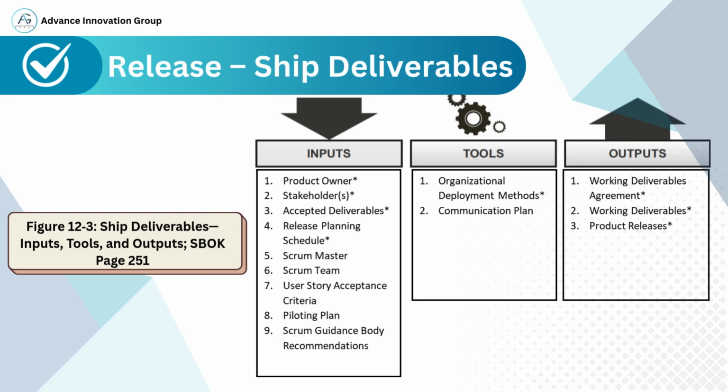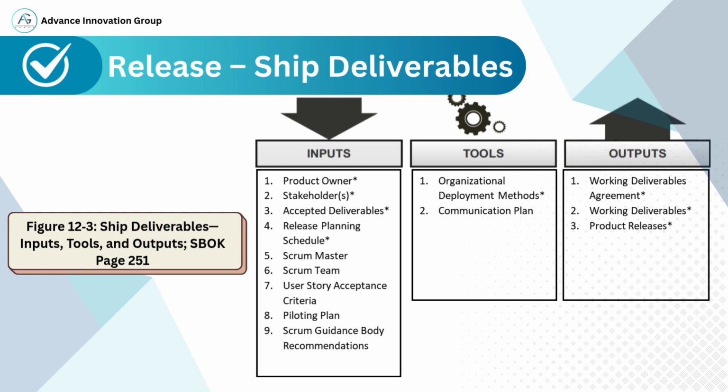Outputs. The expected results from this process include: 1. Working deliverables agreement, official approval from the business or client that the deliverables meet expectations. 2. Working deliverables, the actual increment or product ready for use. 3. Product releases, the handover or deployment of the product to users or customers.